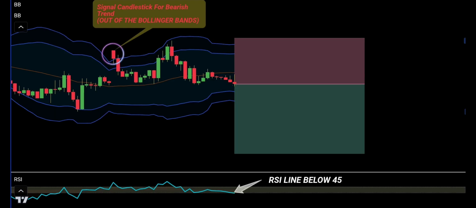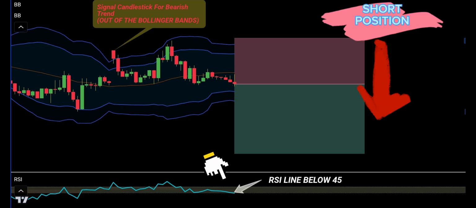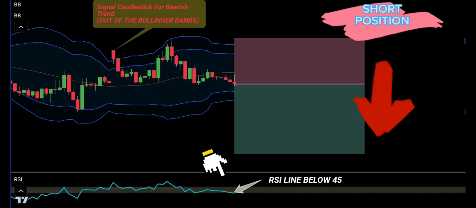And then the price retraces back into the space between the Bollinger Bands, indicating a valid pullback. This significantly strengthens our signal for a short position. Now, our focus should shift to the RSI line. With the RSI line crossing below the 45 level, you can open a short position.